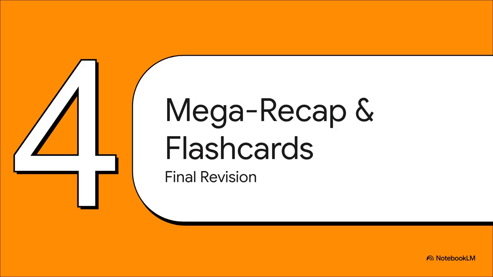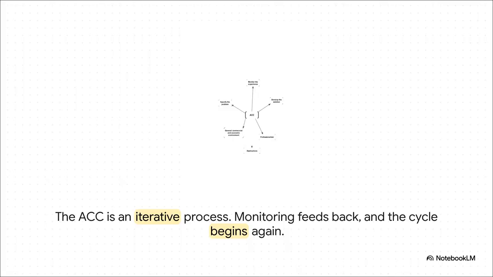All right, let's pull all of this together. We're going to do a mega recap and then blast through some flashcards to really lock in these concepts. This is perfect for your final revision. So the big takeaway here is that the ACC is a loop. It's iterative. Monitoring informs the problem, which refines the solution, and the whole thing starts over. It is dynamic. It is not static. Never forget that.